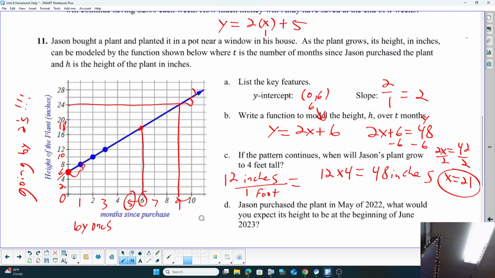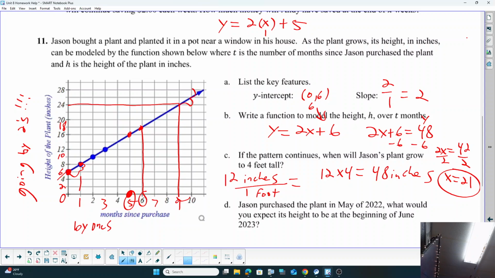18. What the? Oh, 28 inches tall? But in January it was 8, and so in May, it was, let's see. Oh, sorry, he just bought it in May. So if he just bought it in May, then in June it should grow 2 inches, basically. So it should only be 2 inches.